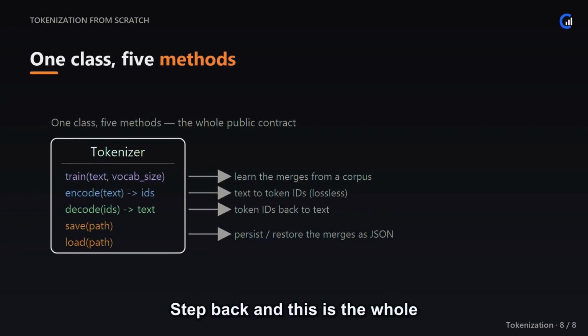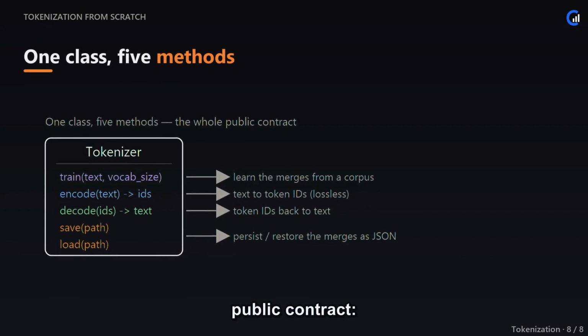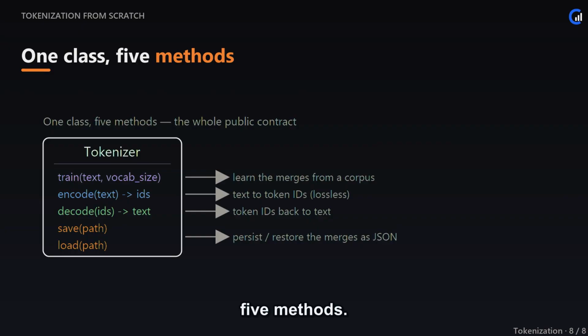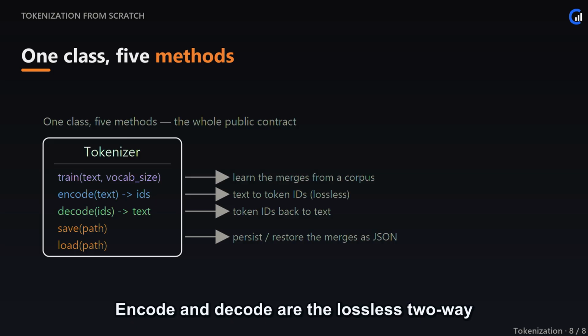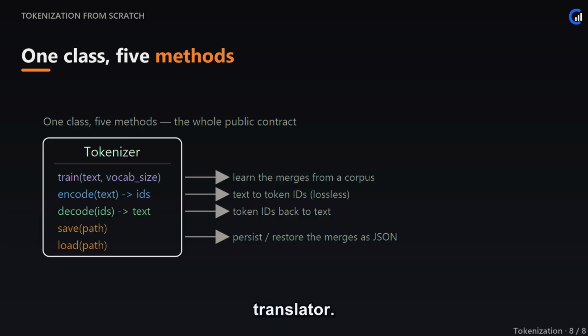Step back and this is the whole public contract, 1 class, 5 methods. Train learns the merges. Encode and decode are the lossless two-way translator. Save and load make it portable. This is exactly the shape of every real tokenizer you'll ever use. Ours just has its insides fully visible to you.